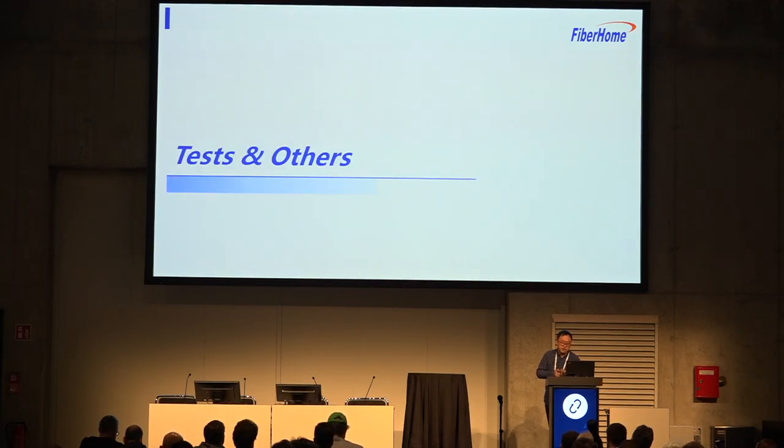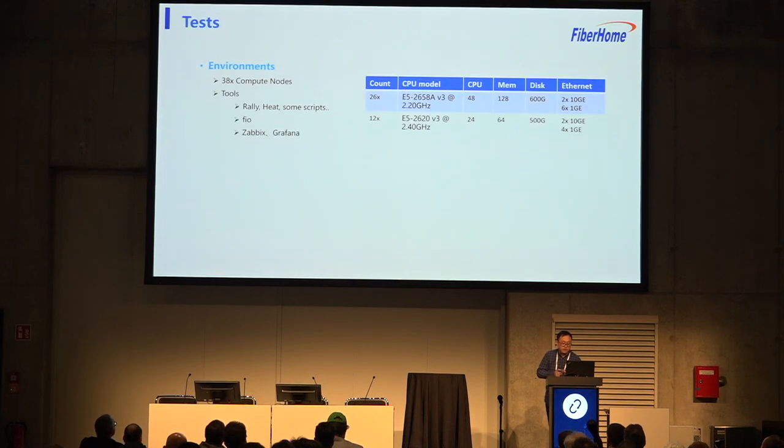Okay, at last, let's take a look at the test results. In our lab, we used a total of 38 compute nodes. And the test tools we chose are Rally, Heat, and some scripts. And we use FIO to pressurize the storage, and use Zabbix to monitor the performance.